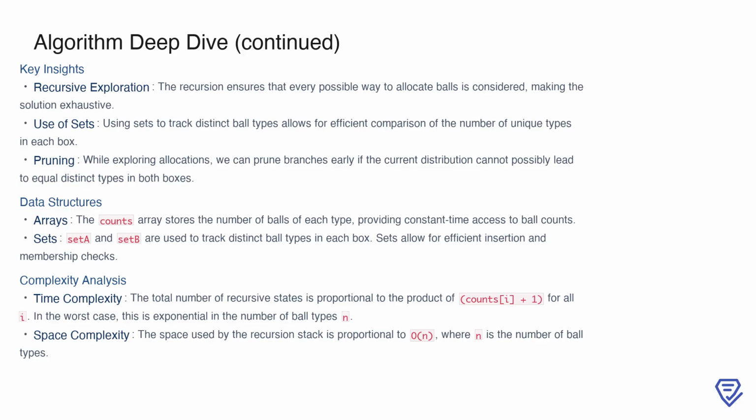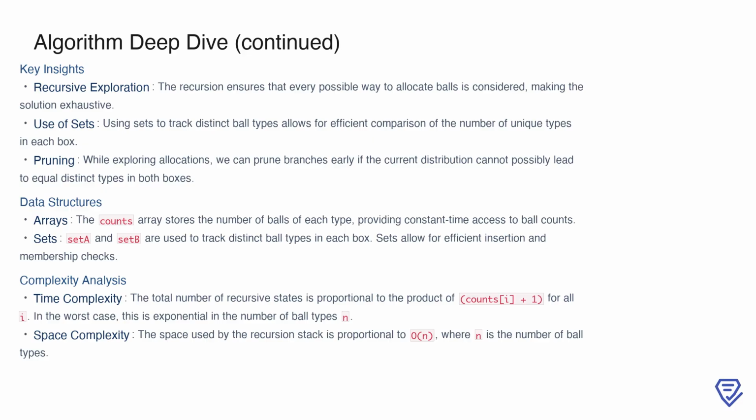Second, the use of sets to track distinct ball types in each box is both intuitive and efficient. Sets inherently eliminate duplicate entries, allowing us to directly compare the number of unique types in box A and box B. Additionally, we can optimize this process further with pruning. If, during the recursive allocation, we encounter a situation where the current distribution can no longer lead to equal distinct types in both boxes, we can terminate that branch early, saving computational effort. In terms of data structures, the counts array allows us to efficiently access the number of balls for each type, while set A and set B help us track distinct types dynamically.